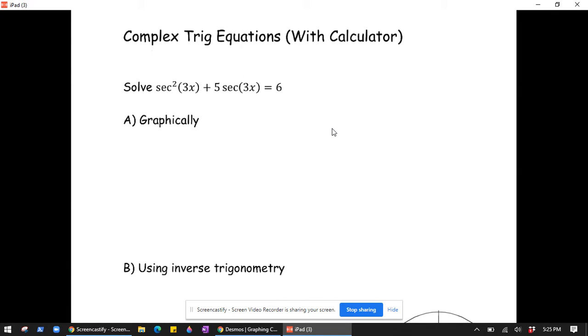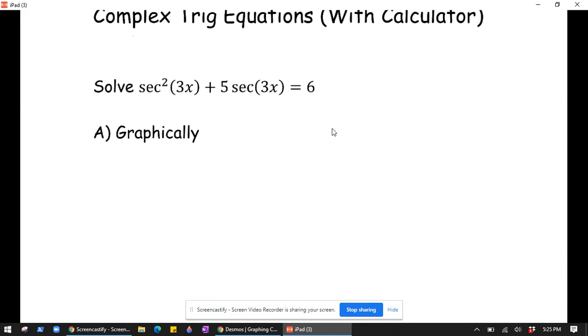All right, in this video, we're going to look at more advanced trig equations. This time we're going to use the calculator. I'm going to show you two different ways you can use the calculator to solve a trig equation that can't be done just by using special angles and special right triangles. And we'll start with this quadratic trig equation here. Secant squared of 3x plus 5 secant 3x equals 6.